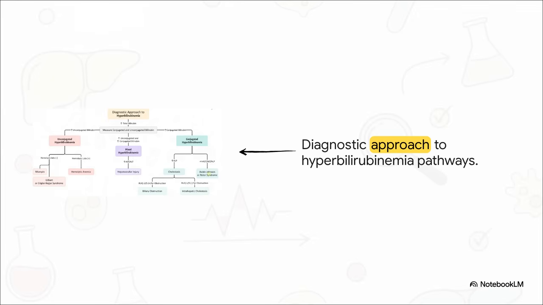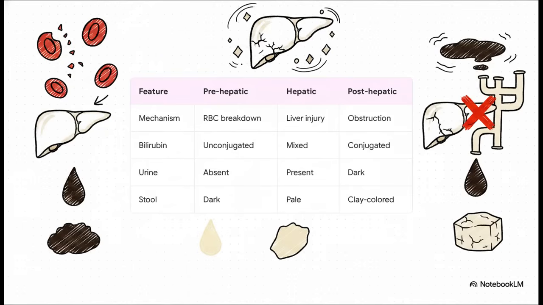Oh, and if conjugated bilirubin is high, but AST, ALT, and ALP are all totally normal, we might be looking at Dubin-Johnson or Rotor syndrome. We absolutely must compare these three categories thoroughly because urine and stool colors provide instant, real-world clinical clues.